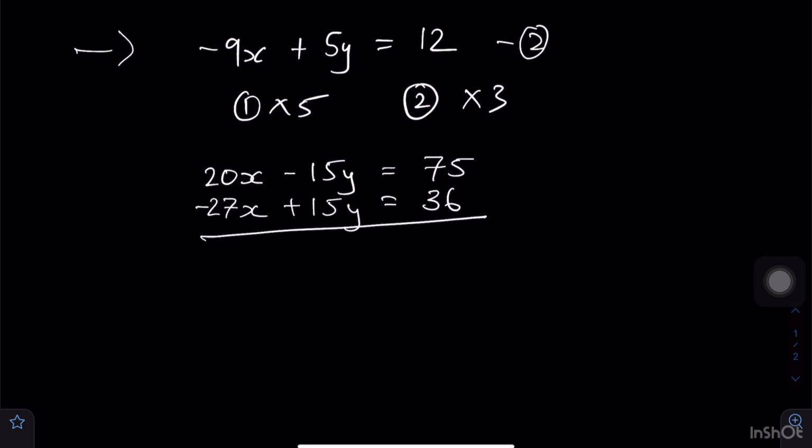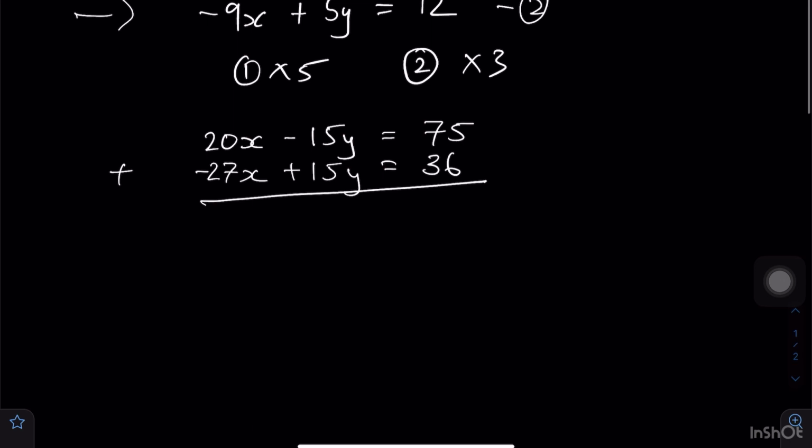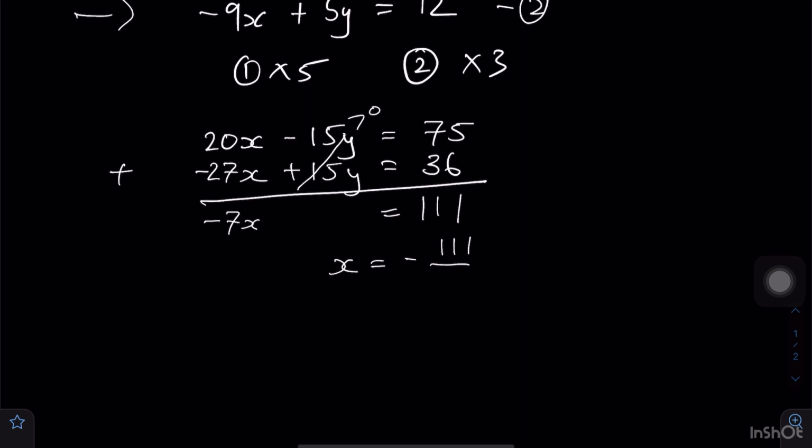So now if we look at the coefficient of the y term, we have minus 15y plus 15y. So we just have to add both equations to eliminate that term. So we have 20x plus minus 27x, which is minus 7x. The y terms go to 0. And we're left with 75 plus 36, which is 111. So now if we divide by minus 7, x is minus 111 over 7. And this is our x term.